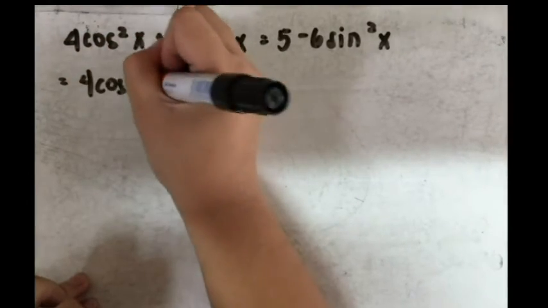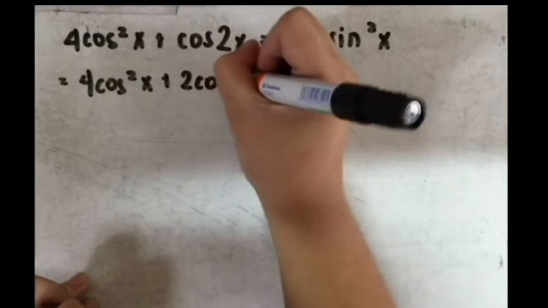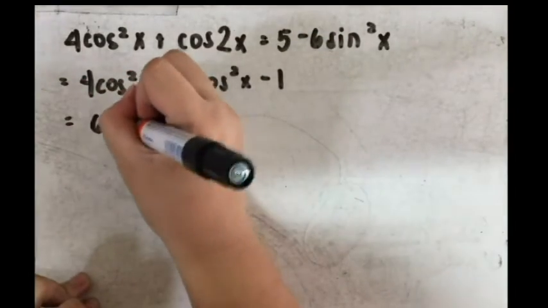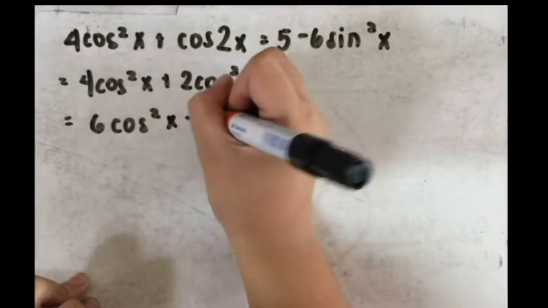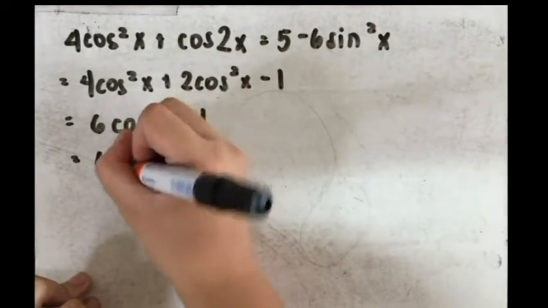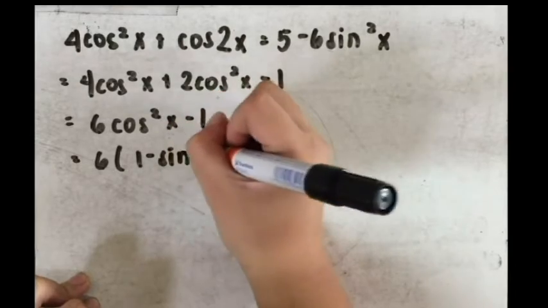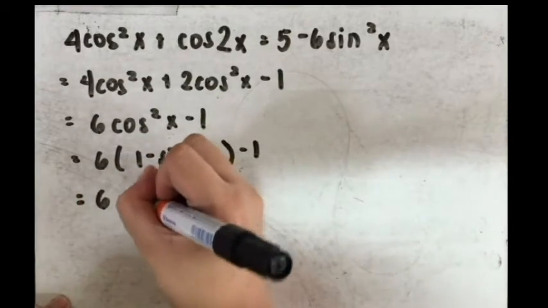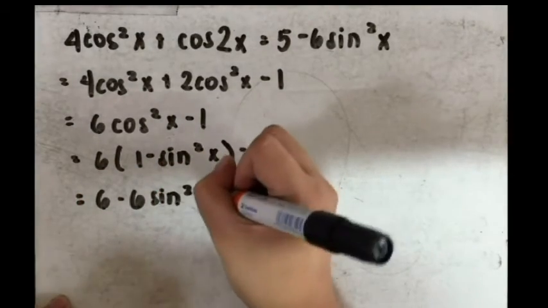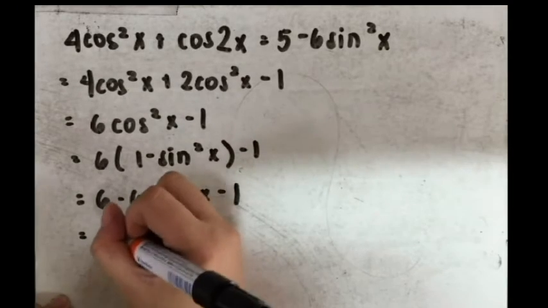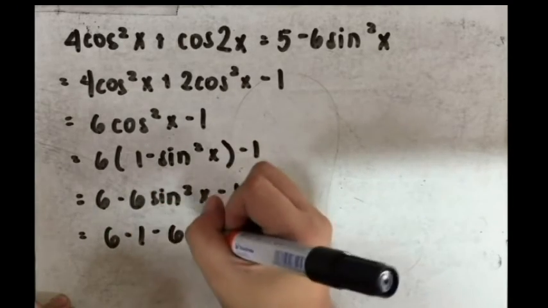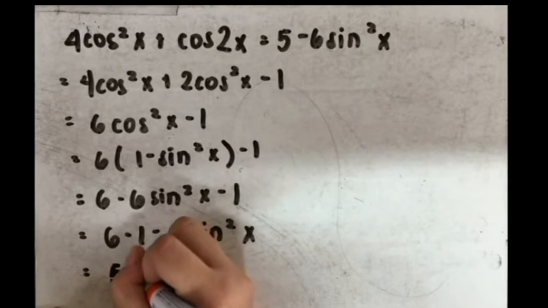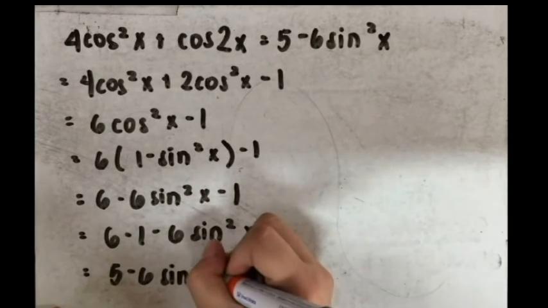Substitute 2 cos squared x minus 1 for cos 2x, or that is 4 cos squared x plus 2 cos squared x minus 1. After that, add the 2 cos squared x to make it 6 cos squared x minus 1. Substitute cos squared x with its Pythagorean identity to make it 1 minus sin squared x, or 6 times 1 minus sin squared x minus 1. After that, multiply 6 into 1 minus sin squared x to make it 6 minus 6 sin squared x minus 1. Then move negative 1 to the left to make it 6 minus 1 minus 6 sin squared x. And simply subtract to make it 5 minus 6 sin squared x.